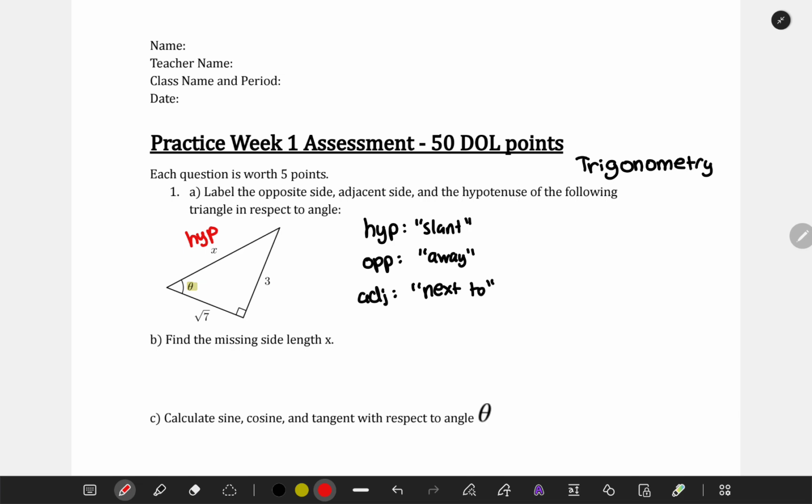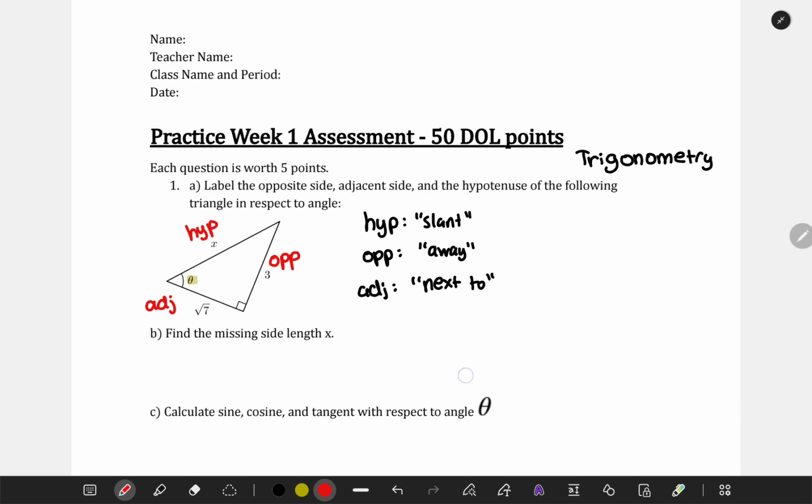Then we look at the next one. I'm going to look at adjacent, next to, and I can see here for theta, well, I already labeled x, which is next to it, but there's another one as well, the square root of 7. So we're going to label it as ADJ. Well, if clearly those two are the sides, then 3 has to be the opposite, or up. Okay? So now we're going to move on to 1b.